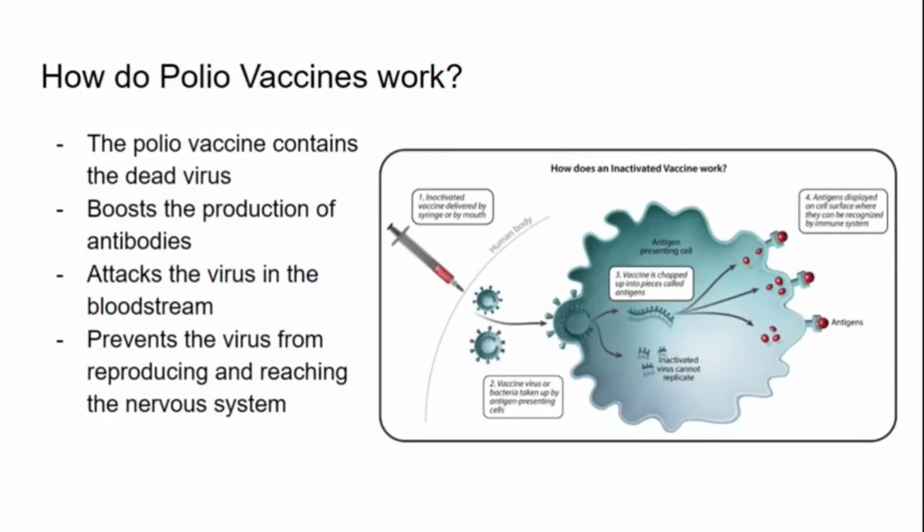How do polio vaccines work? The polio vaccine contains a dead virus, which allows the patient not to become paralyzed, but it's enough to boost an immune response. It boosts the production of antibodies. This helps attack the virus in the bloodstream where it is stopped. It prevents the virus from reproducing and reaching the nervous system, causing this paralysis.